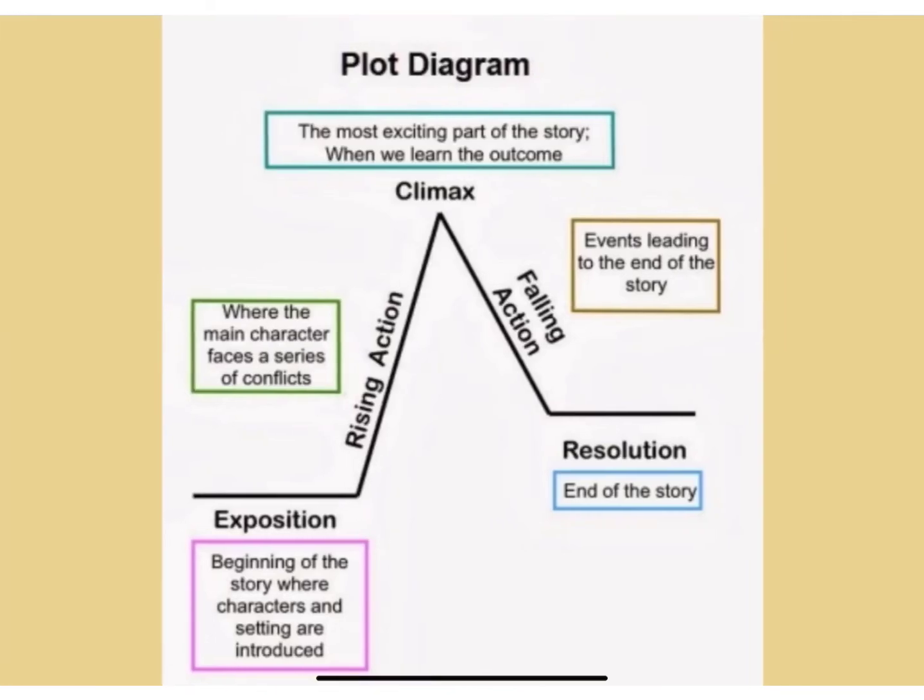This is an example of what a plot diagram often looks like. It starts with the exposition, which is the beginning of the story where the characters and setting are introduced. Then you'd move up to the rising action, where the main character faces a series of conflicts. Then you'll see the climax, the most exciting part of the story, where we learn the outcome. This leads to the falling action, where the events lead to the end of the story. And finally, the resolution, which is the end of the story, how the problem or the conflict was solved.